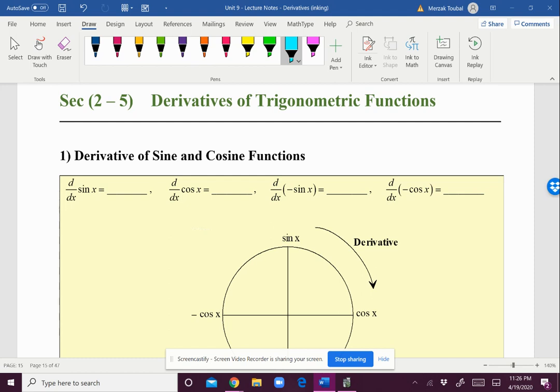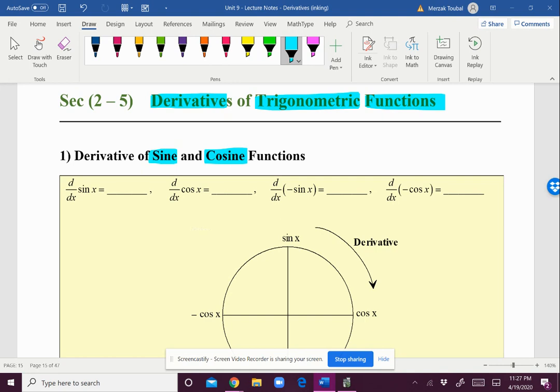Hello, this presentation is on derivatives of trigonometric functions. We're going to start with the derivative of sine function and cosine function. So what is the derivative of sine function?